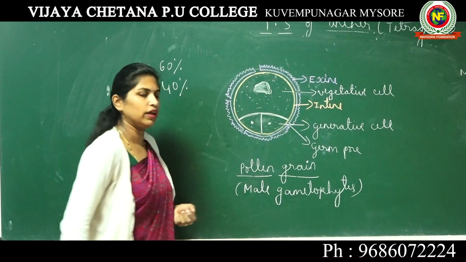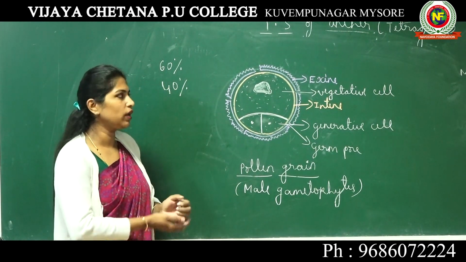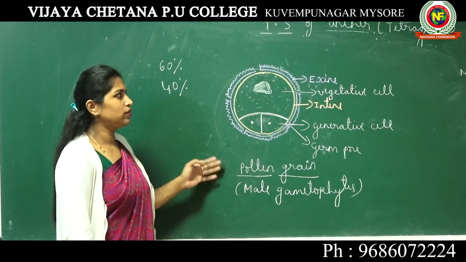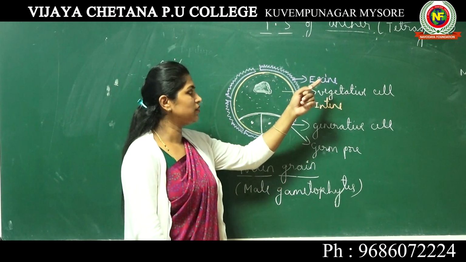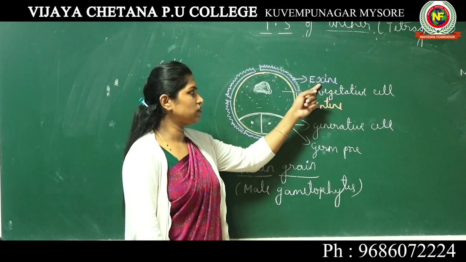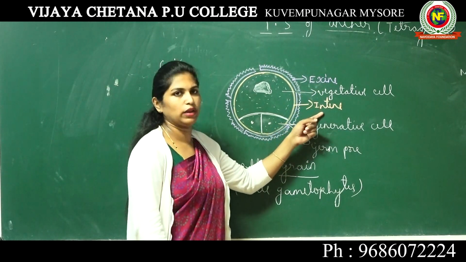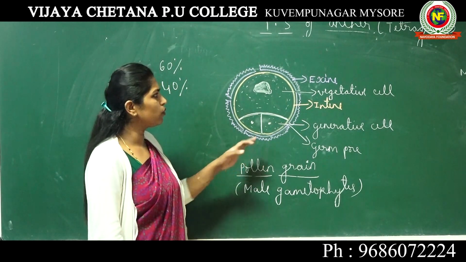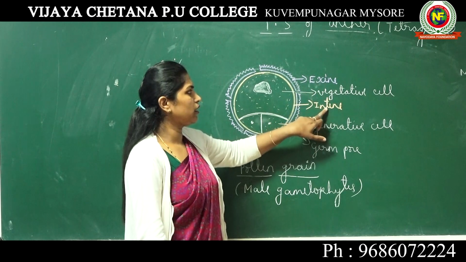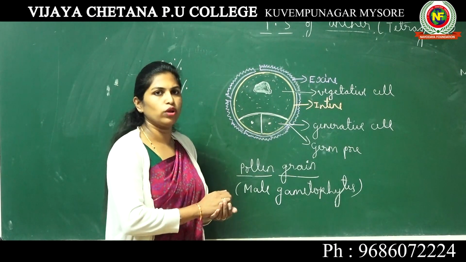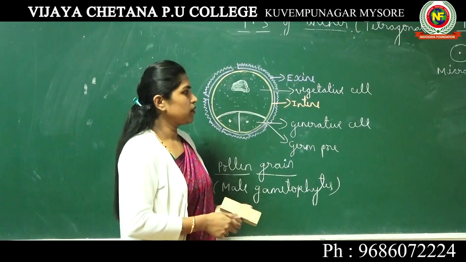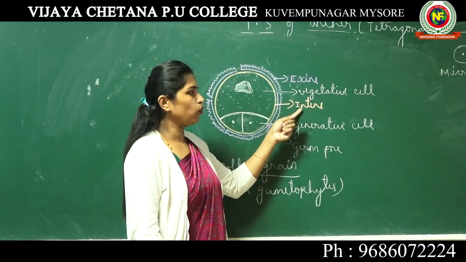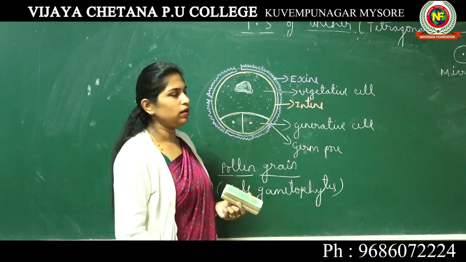So that is the reason they are called male gametophyte. Now when we are studying the structure of pollen grain, it is also important to know the special properties of these walls called exine and intine. The structure of exine and the structure of intine is also very important from the exam point of view. Let us see how exine and intine are so important to a pollen grain.